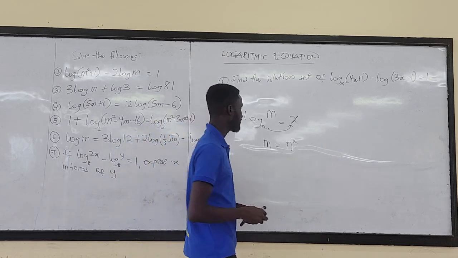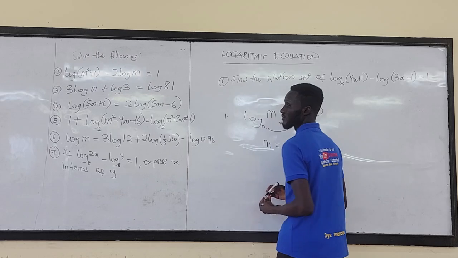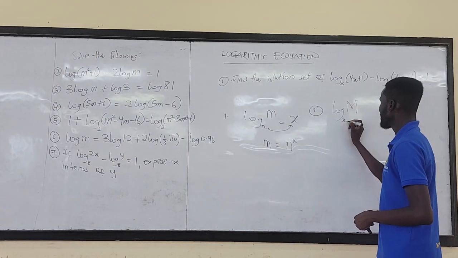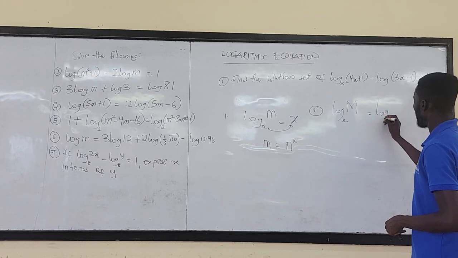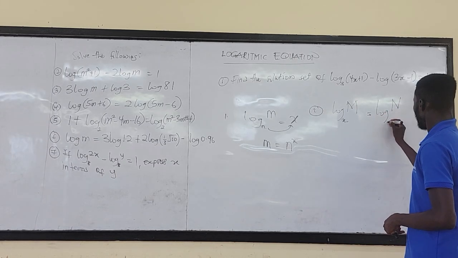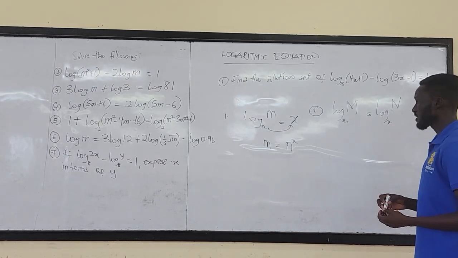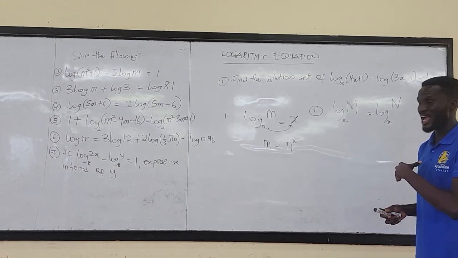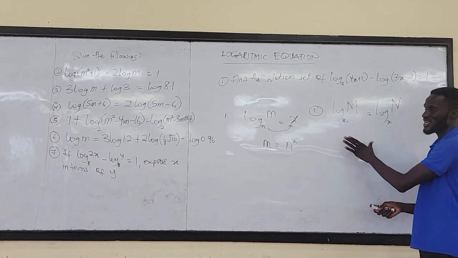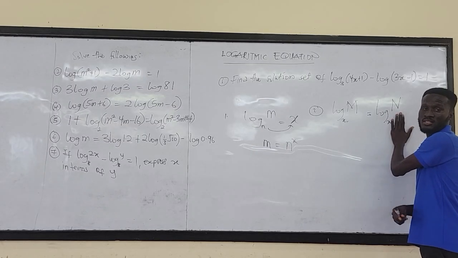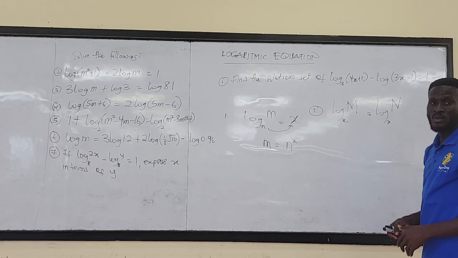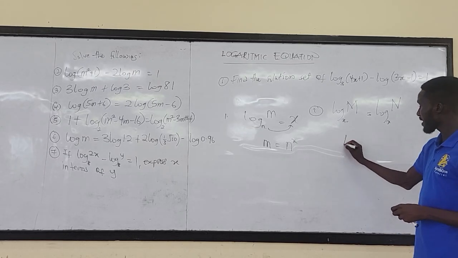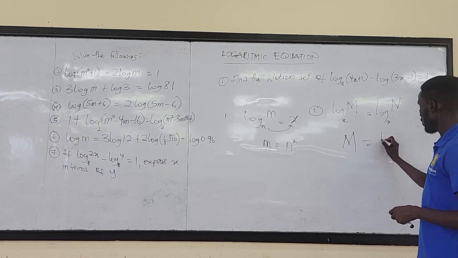Another thing is this. If we have log m base x equal to log n base x, look at these two sides. On the left hand side we have log m base x, and on the right hand side we have log n base x. They have the same base, right? So we are going to take the antilog, or remove the log again. When it happens like that, we get m is equal to n.